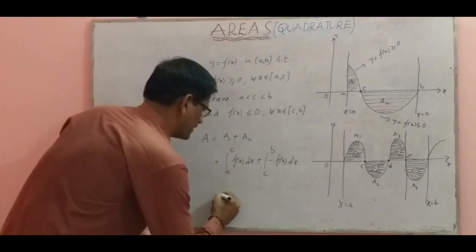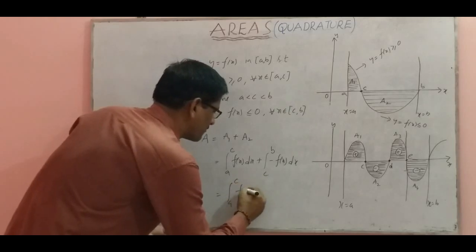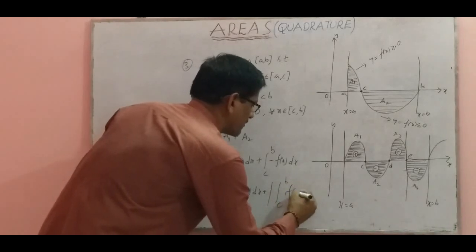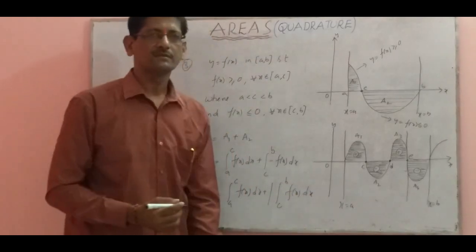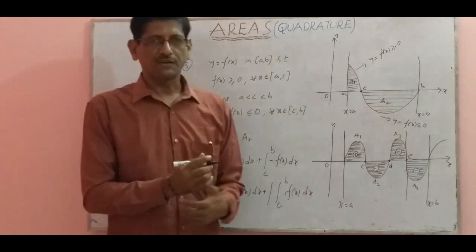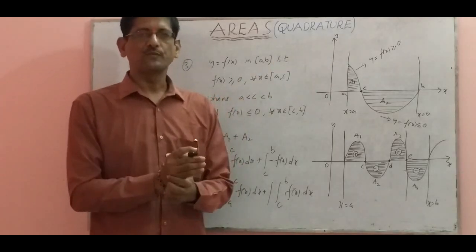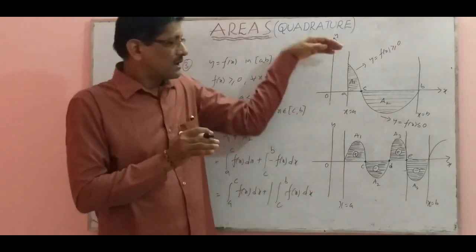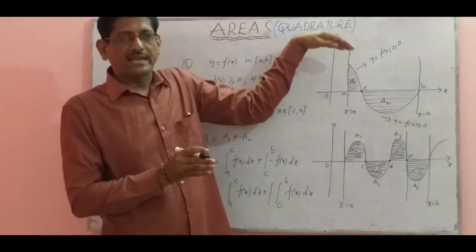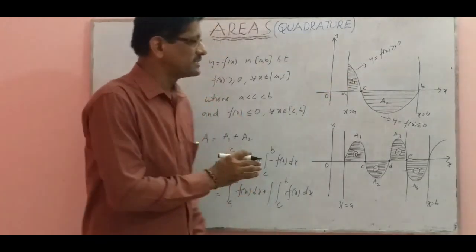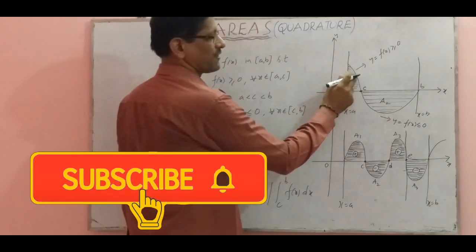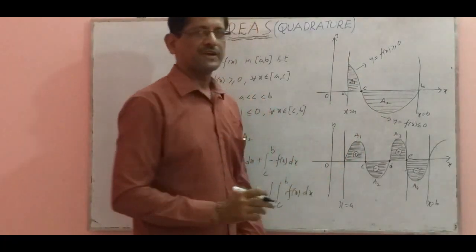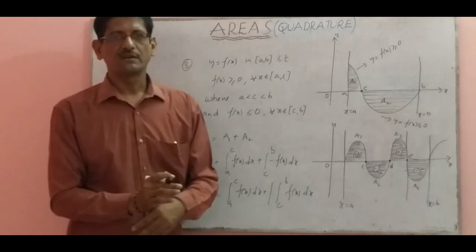So this can be written as integral a to c f of x dx plus modulus integral c to b f of x dx. So the total area of this curve, f of x greater than or equal to 0 and f of x less than or equal to 0, that means the curve varies upward and downward the x-axis, is equal to integral a to c f of x dx plus modulus integral c to b f of x dx. This is the process of the third point.